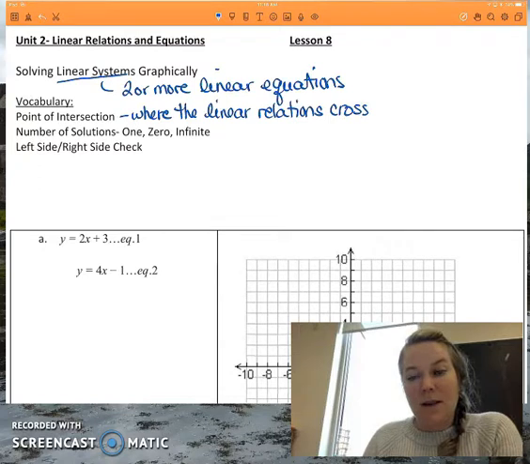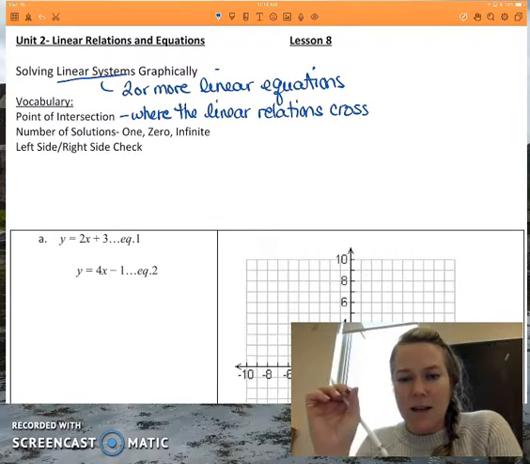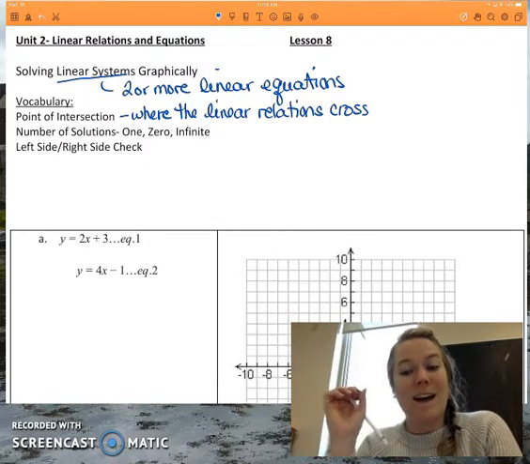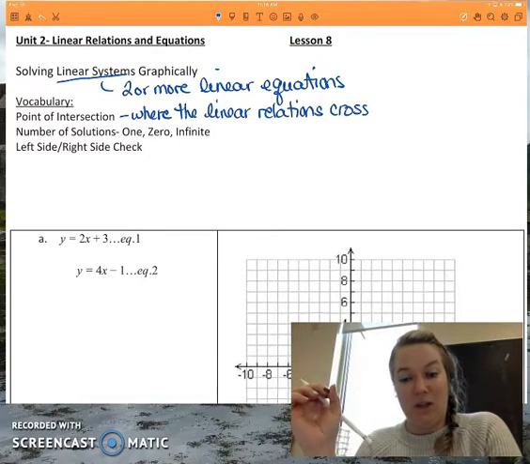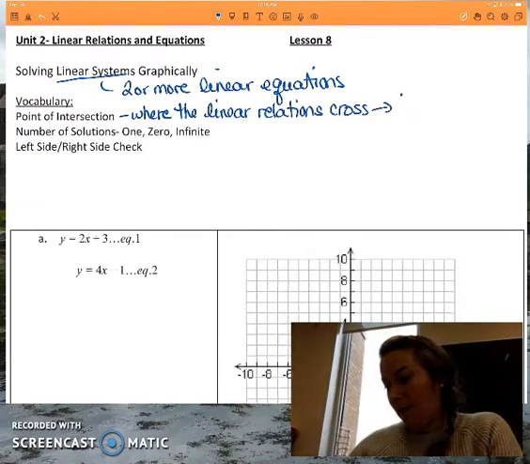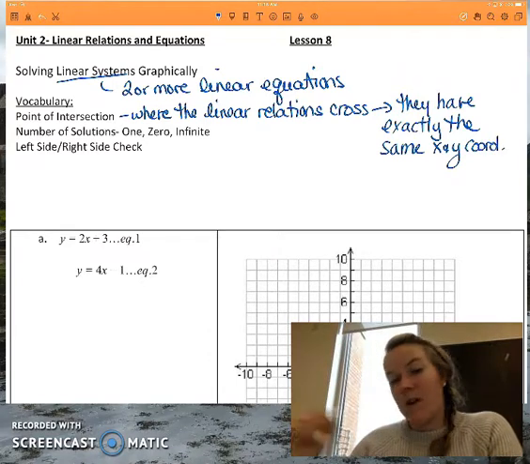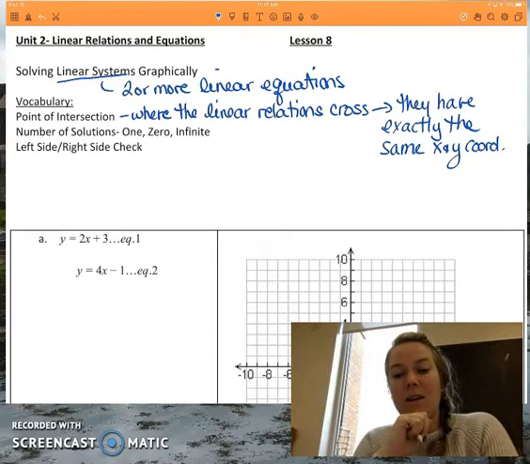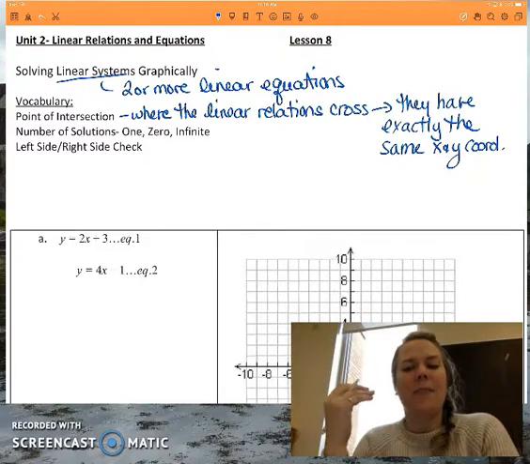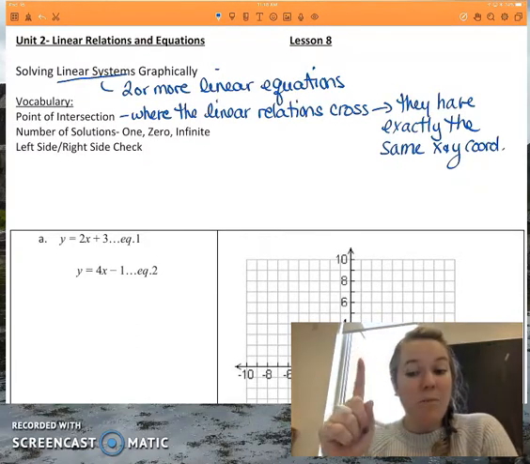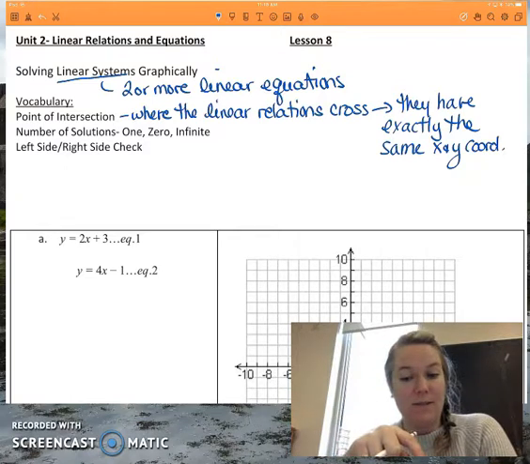cross. And when I say the linear relations cross, I mean that they have exactly the same x and y coordinates. And you'll see that once we graph them, that the point of intersection is one point on both lines. And that's really important.